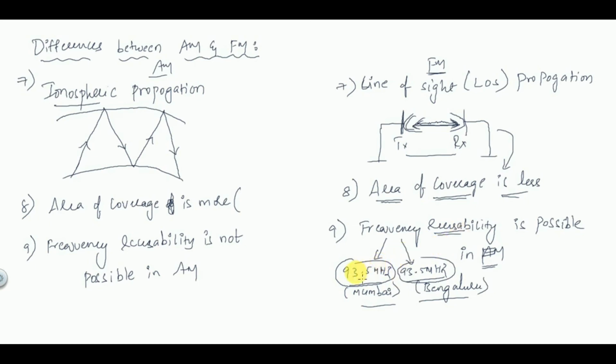That is why we see the same FM channel located in different cities, like all the metropolitan and cosmopolitan cities having the same FM channel with the same brand name. This is possible because the area of coverage is less, and area of coverage is less because it requires line of sight propagation. Okay, so these are the basic differences between AM and FM modulation schemes.